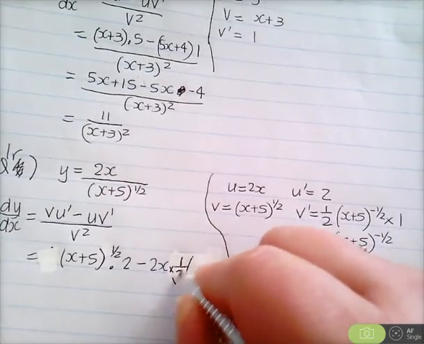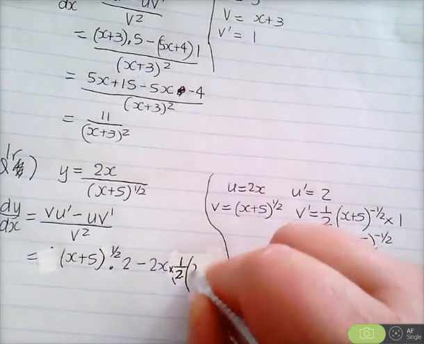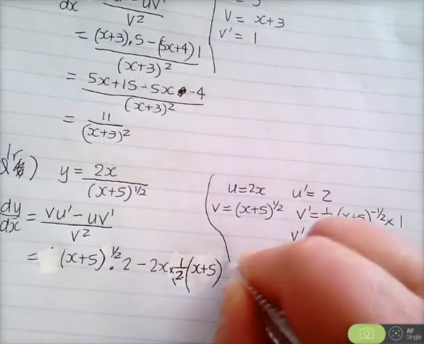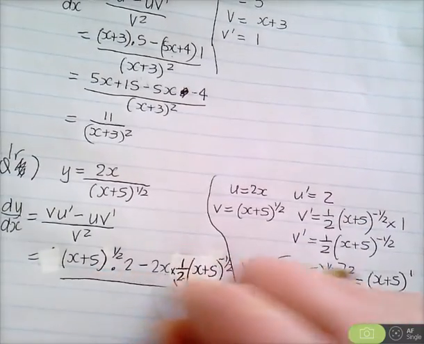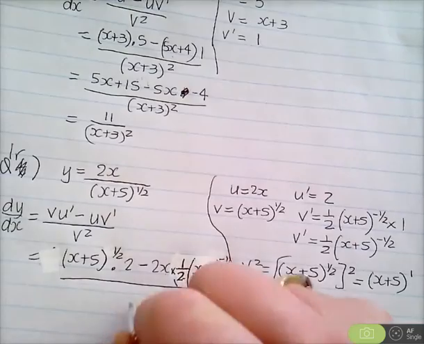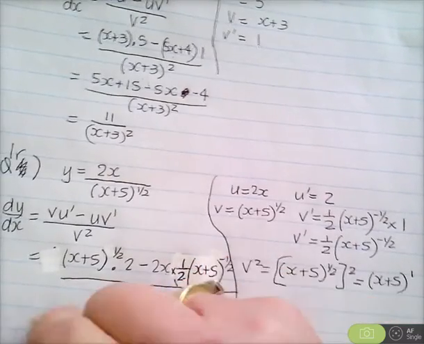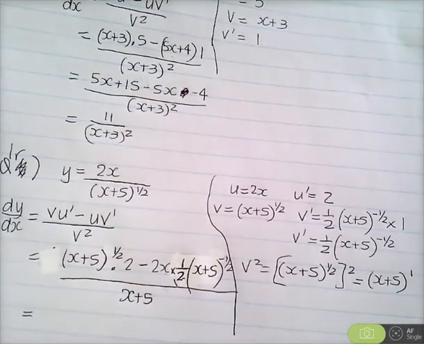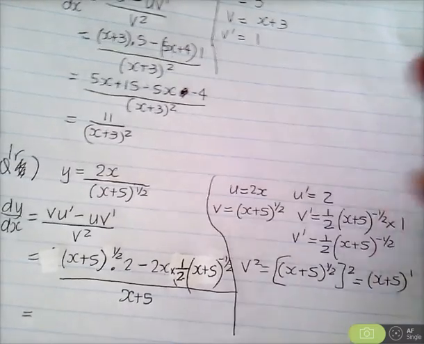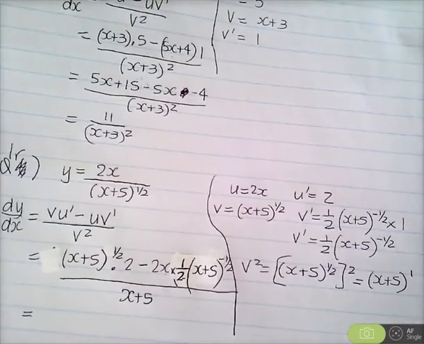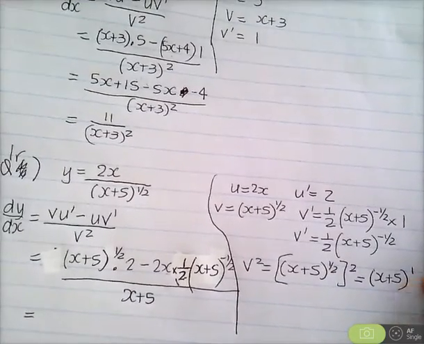Times V dash. I think we do, girls. We are pulling out a factor. V squared is x plus 5. Girls, I think you need to pull out a common factor, because there's no other way of really simplifying this. It's just that it happens more with the product rule.